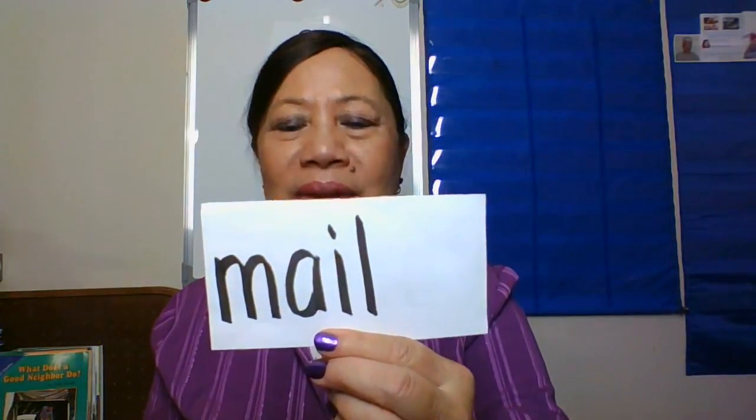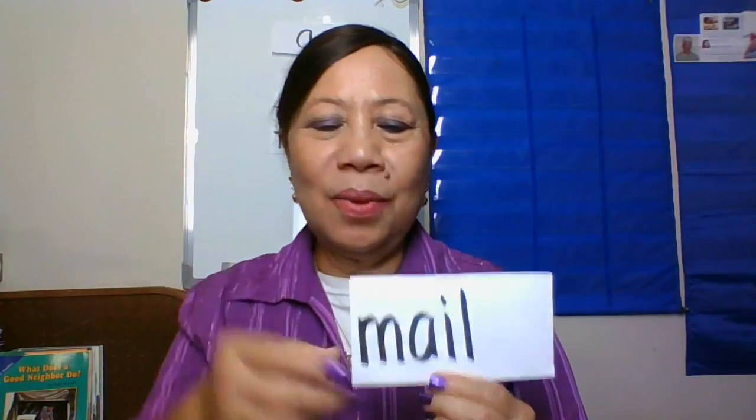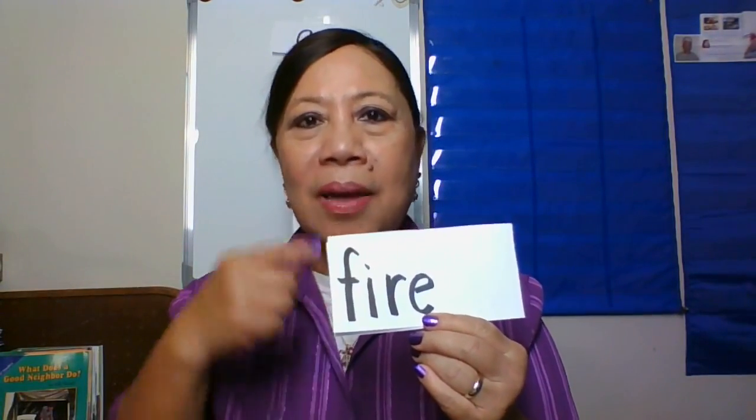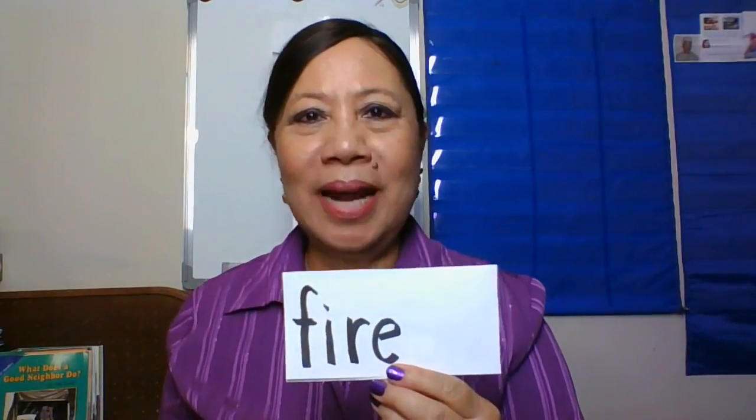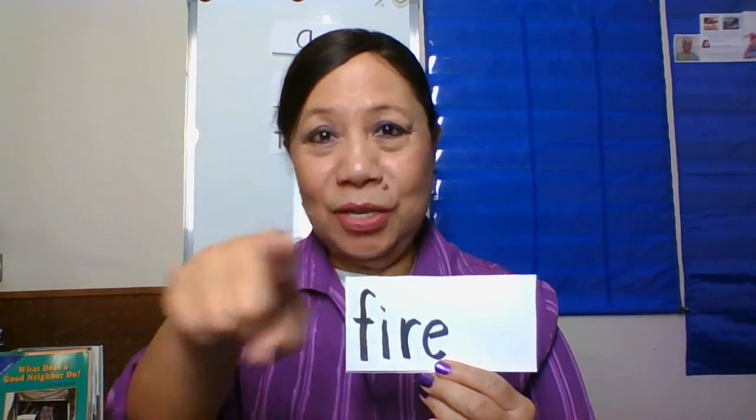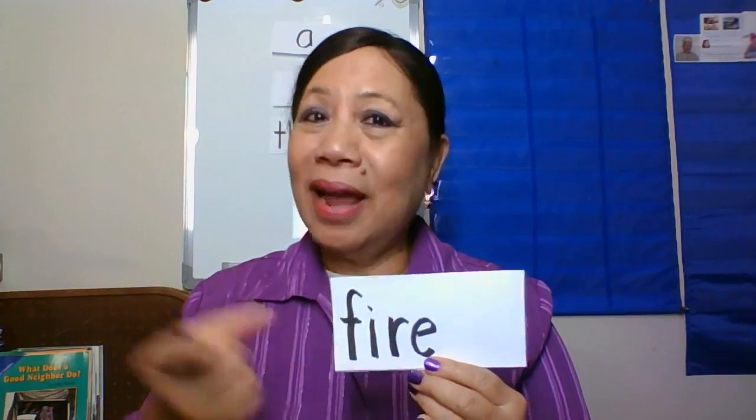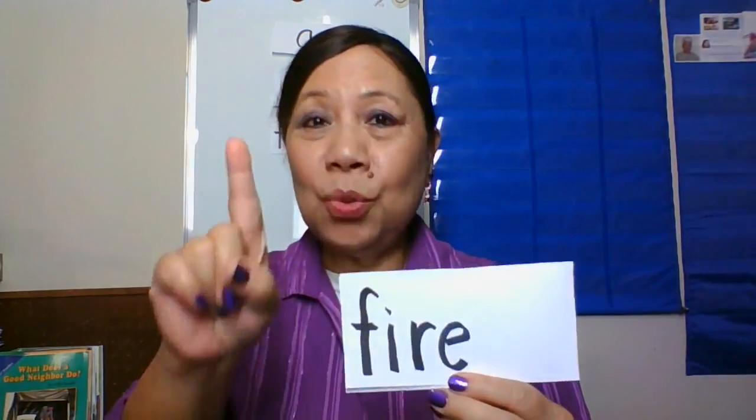Now, let's clap on this word. How many times did I clap? Try it. Clap on this word. How many times did you clap? Tell the person sitting next to you how many syllables you hear in the word male. I hear 1 syllable. Very good. Next, clap on this word. I clap 1 time. Try it. Did you clap 1 time? Very good. Therefore, fire has 1 syllable.